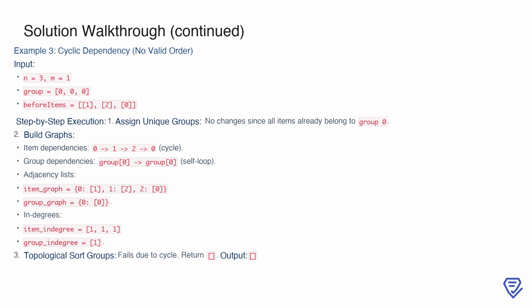The presence of cycles is evident when attempting a topological sort, as it fails due to the circular dependencies. Since neither the groups nor the items can be sorted, the output for this example is an empty list. This highlights the importance of having a valid acyclic graph for dependencies to determine a feasible order.